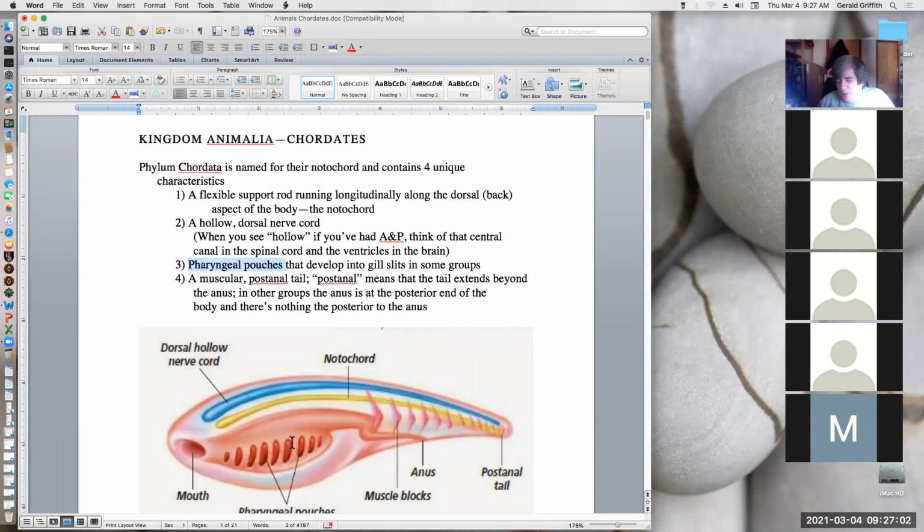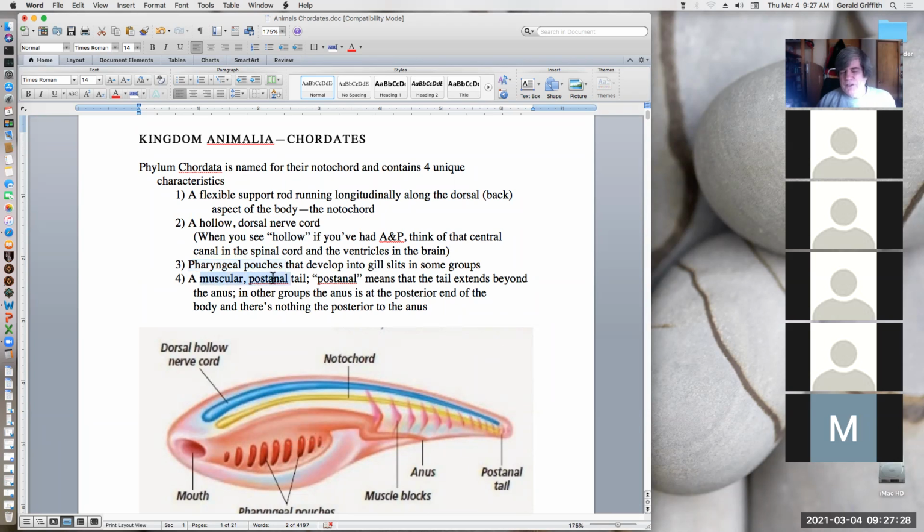We've seen that in a couple of organisms. And if you would look at a human embryo, you would see little folds start to develop in the neck region, kind of where the gills would be on a fish, but then those folds gradually disappear. So we have pharyngeal pouches, but typically for only a brief period of time during the embryonic development.